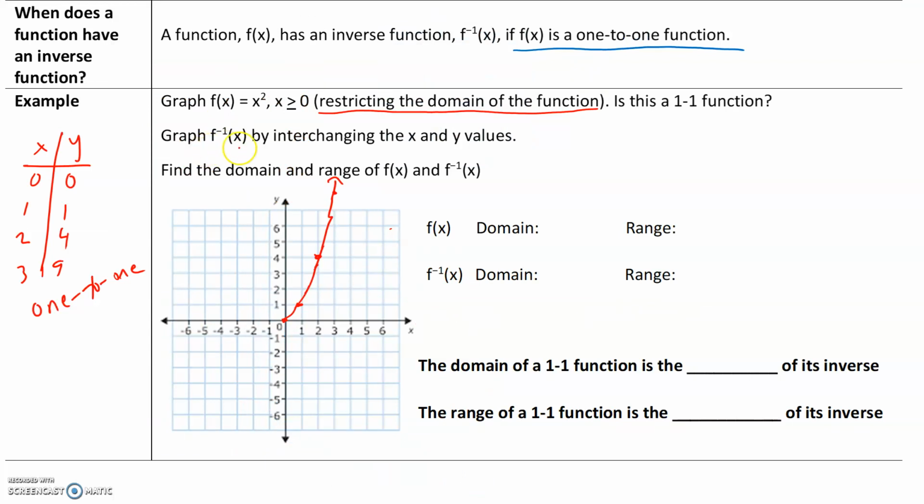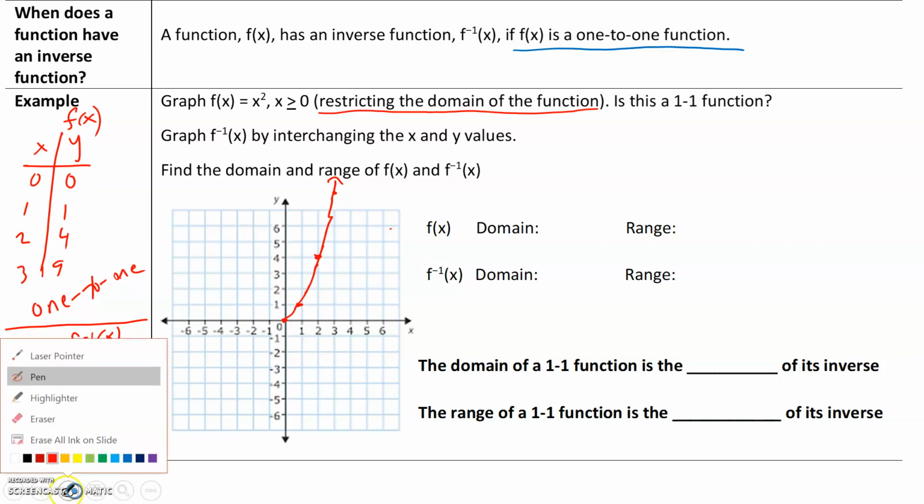Now let's graph f inverse of x by interchanging the values of x and y. So this is your f of x. To find what my inverse is, I am going to interchange the values of x and y. So for (0, 0), even if I interchange them, that is still going to be (0, 0). For (1, 1), if I interchange them, that's still going to be (1, 1). For (2, 4), if I interchange them, that's going to be (4, 2). And for (3, 9), if I interchange them, that'll be (9, 3).